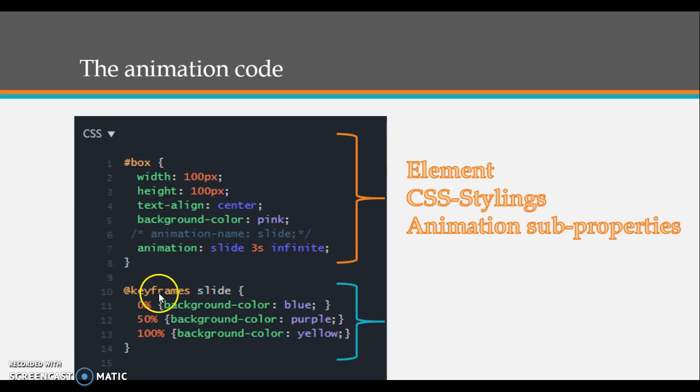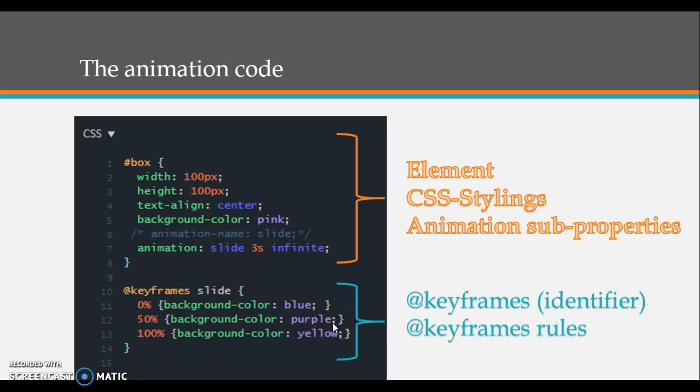Below, we have the @keyframes rule, and in this case, we need to have the @keyframes plus its identifier. In this case, it's called slide. The reason why it needs to have an identifier is so that above, the animation can call it by animation-name. In this case, it's slide, right? And then we have this block, or this section right here, which is called the @keyframes rule.